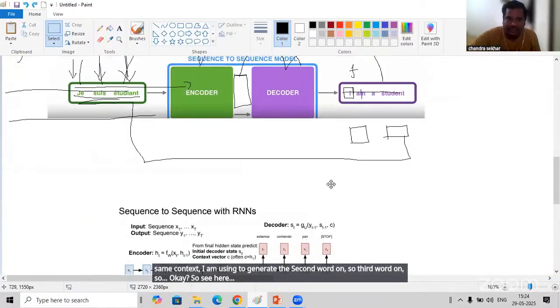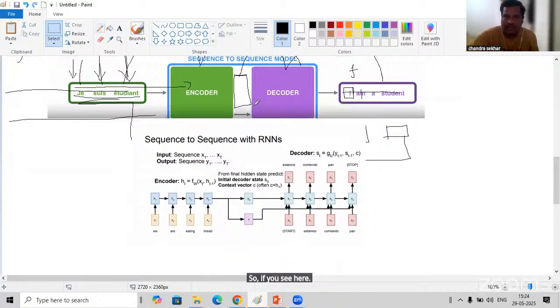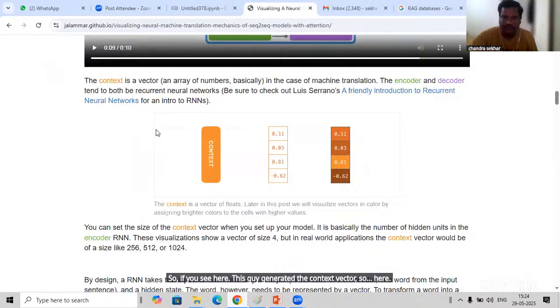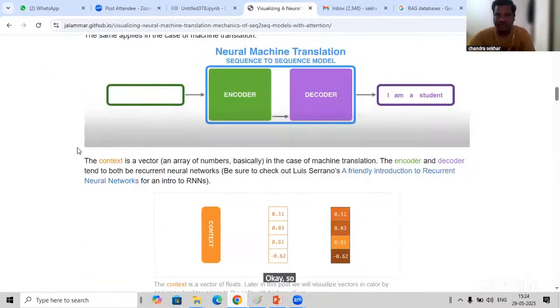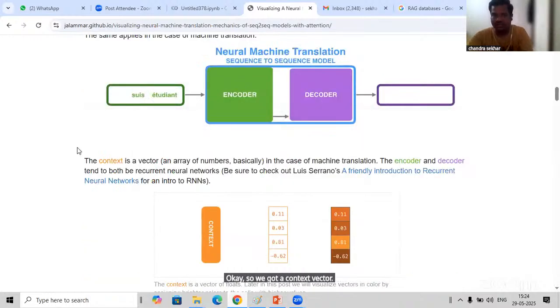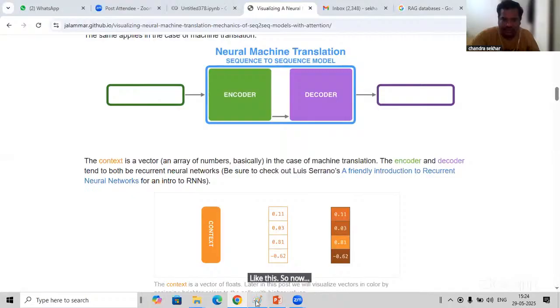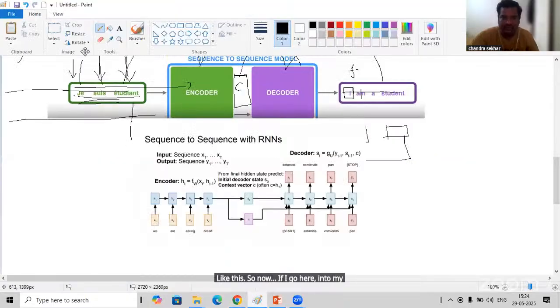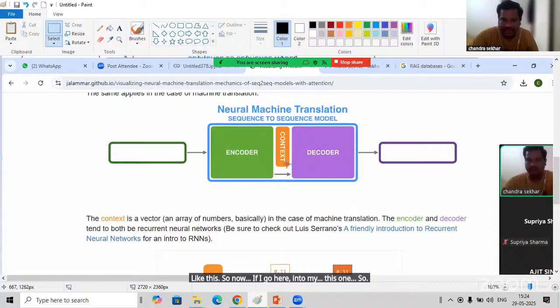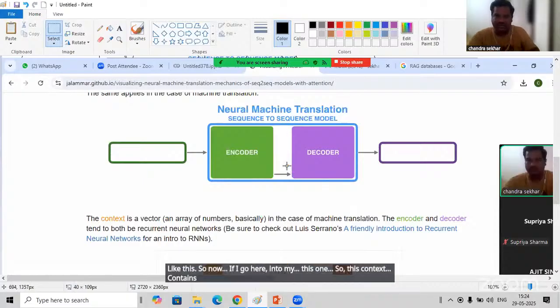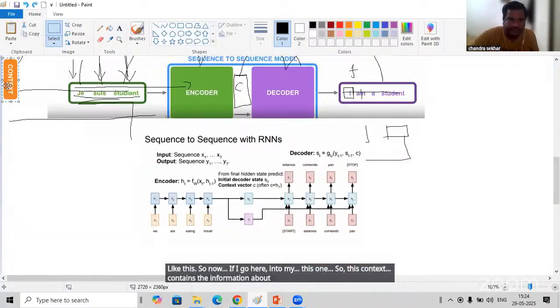So if you see here, this guy generated the context vector. So we got a context vector for all the three, like this. Now if I go here, this context contains the information about all the three.